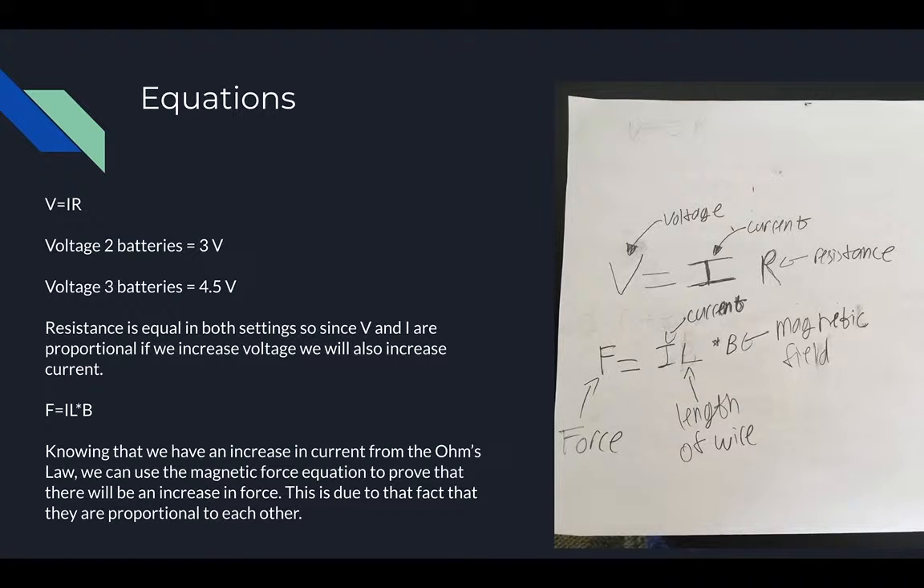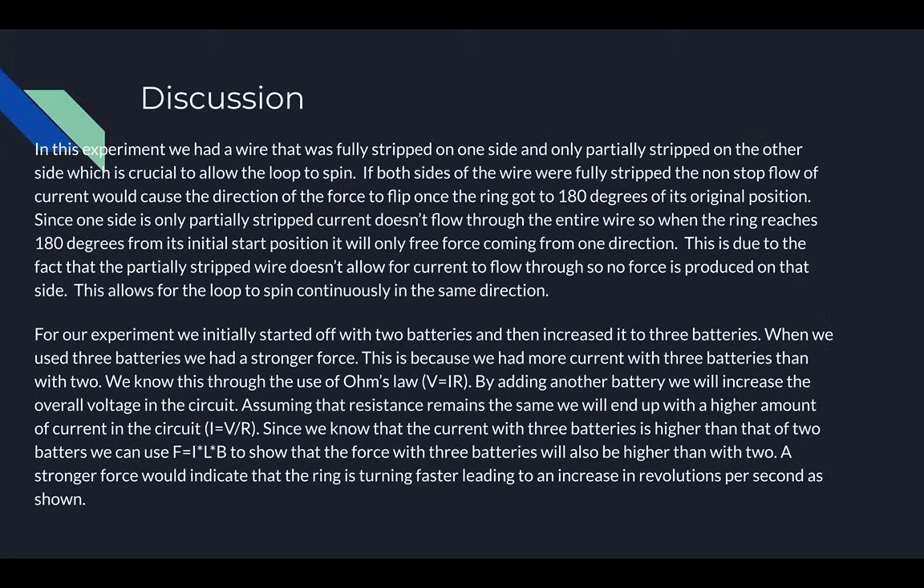We used two important equations in this experiment. One was Ohm's law, V equals IR. Resistance is equal in both settings, so since V and I are proportional, if we increase voltage, we will also increase current. The second is the magnetic force law. Knowing that we have an increase in current from the Ohm's law, we can use the magnetic force equation to prove that there will be an increase in force. This is due to the fact that they are proportional to each other.